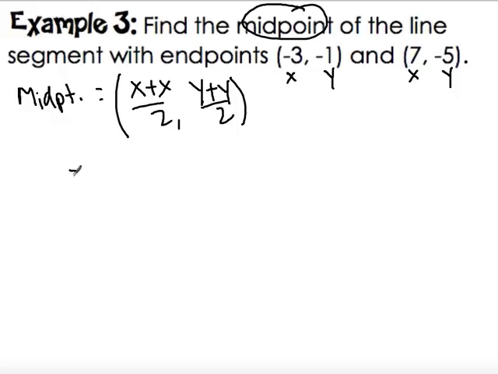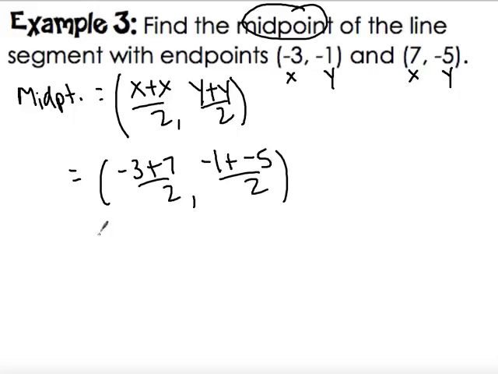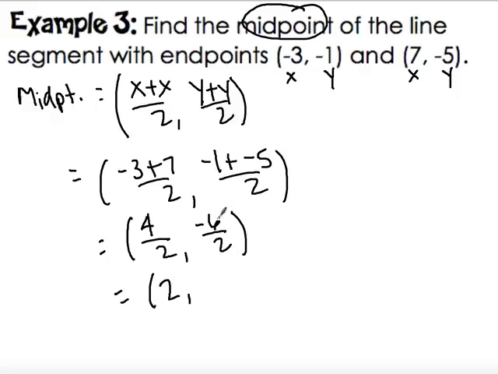So your x's and your y's are in your problem. Your first number is your x, second number is your y. So when you go to plug it in, you're going to have -3 plus 7 divided by 2, and then -1 plus -5 divided by 2. -3 plus 7 gives me 4 divided by 2, and -1 plus -5 gives me -6 divided by 2. 4 divided by 2 is going to just give me 2, and -6 divided by 2 is going to give me -3. So the midpoint for a line segment with endpoints at (-3, -1) and (7, -5) would be (2, -3).